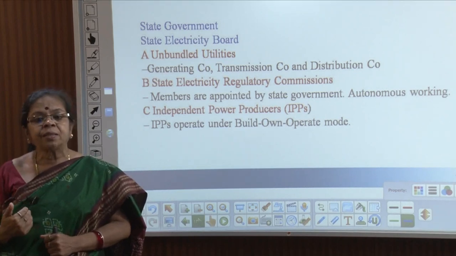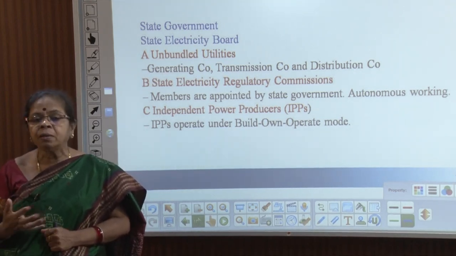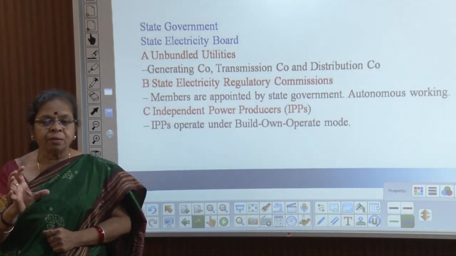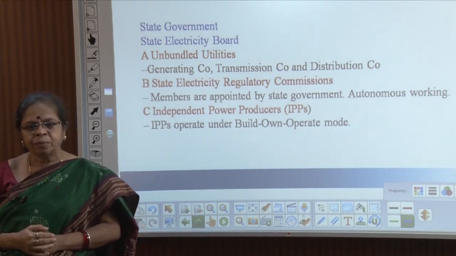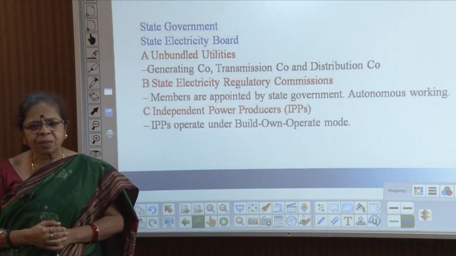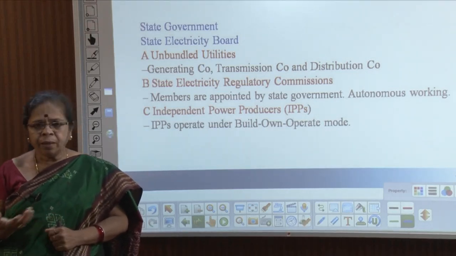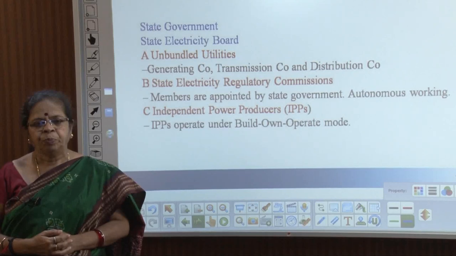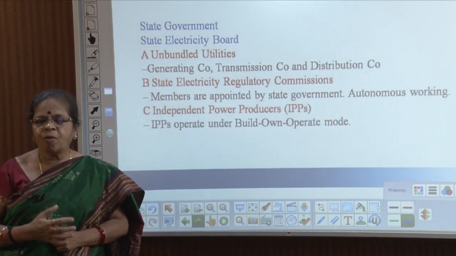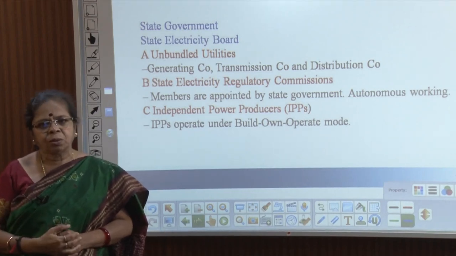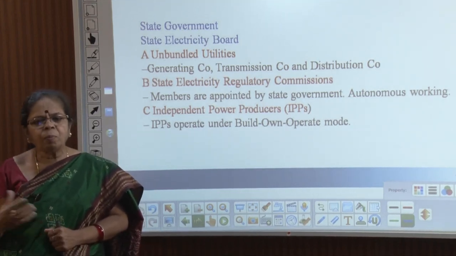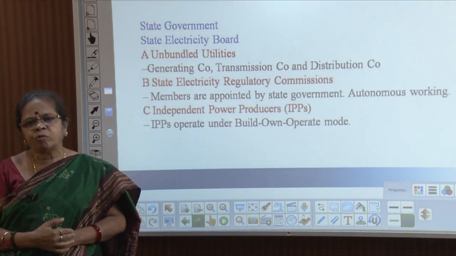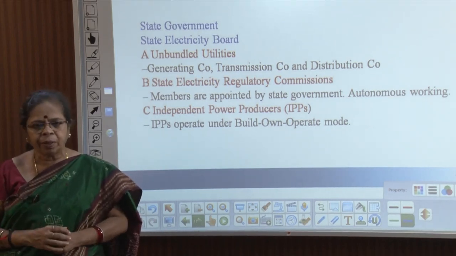Then we also have state electricity regulatory commissions, which have to adhere to the CEA guidelines. They can't arbitrarily form their own guidelines. They monitor the grid operation of the particular state. And we have what are called IPPs, independent power producers. Today we have many IPPs, especially because a lot of renewable energy is owned by private parties. You have huge solar farms, wind farms, and some thermal plants and gas-based plants, all owned by private parties. Depending on the state in which they are located, there are different ways of pricing their power, how they connect to the grid, and so on.